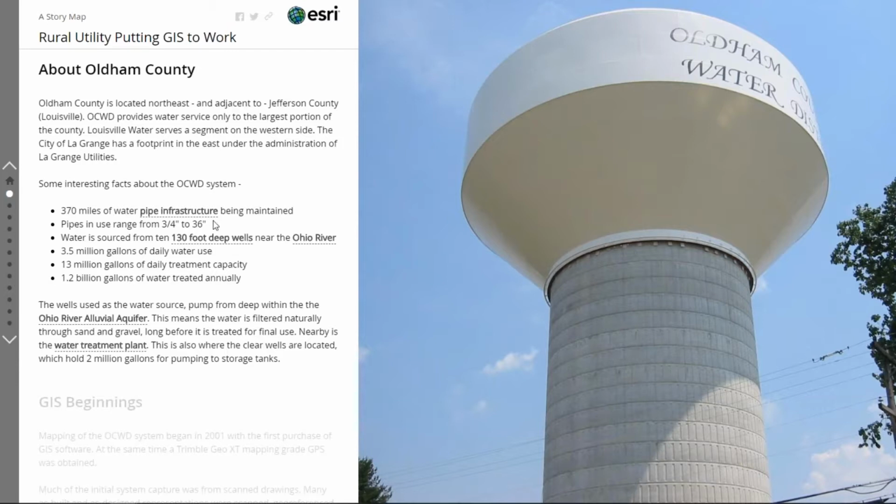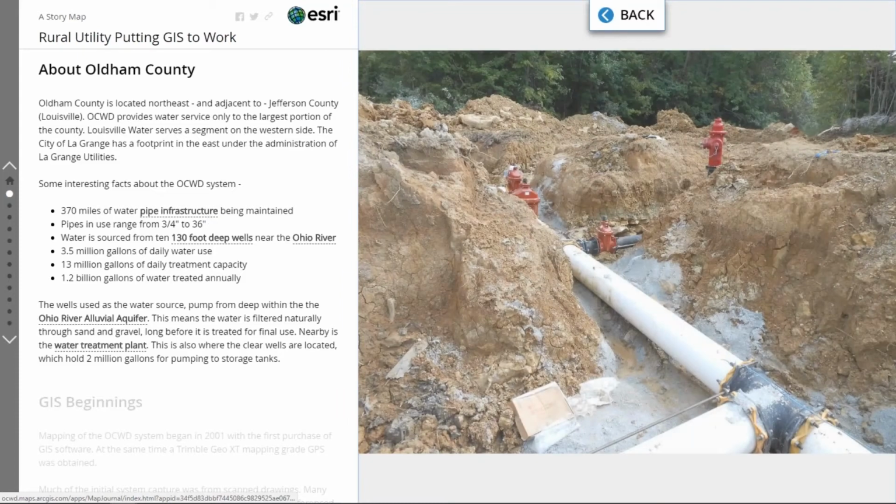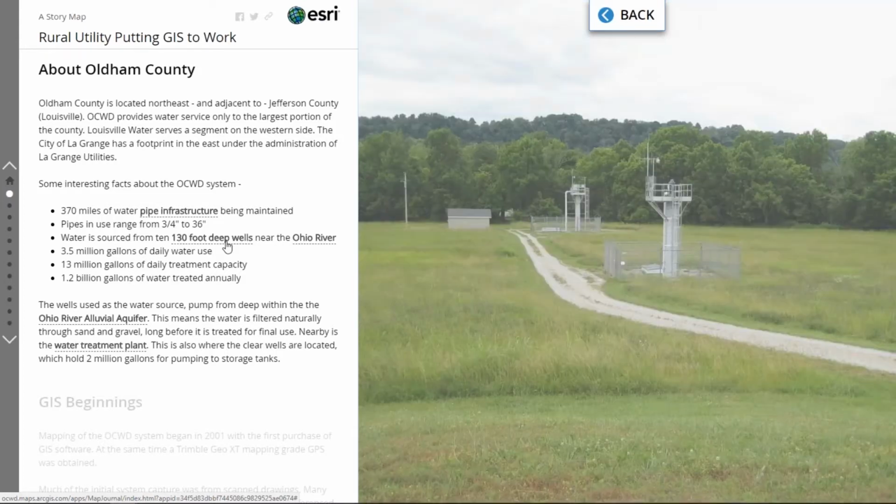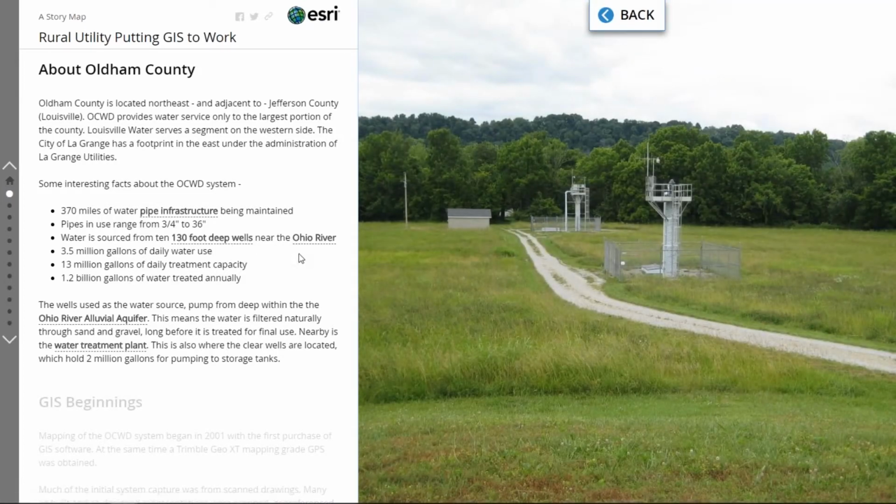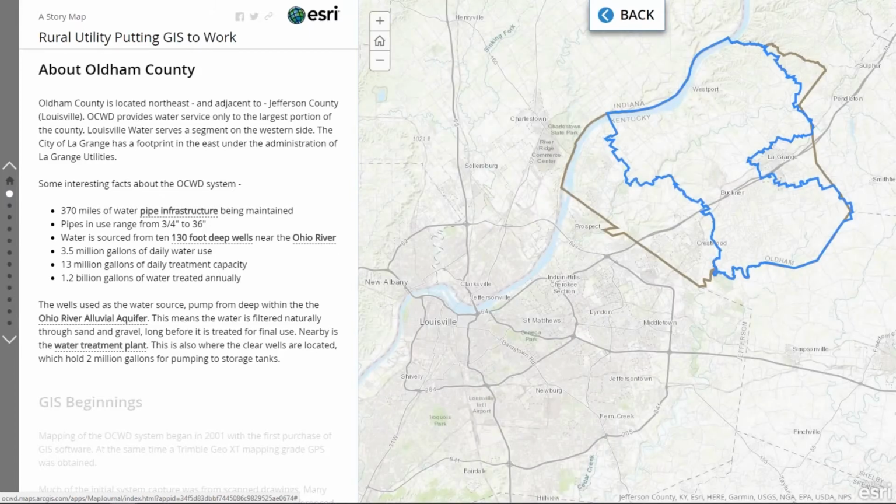So the water district, we currently have about 370 miles of pipe, and that pipe ranges from 3/4 inch service lines all the way up to 36-inch mains. Our source water comes from the Ohio River alluvial aquifer. They are 130-foot deep water wells. They're near the Ohio River, but they're served from the aquifer.